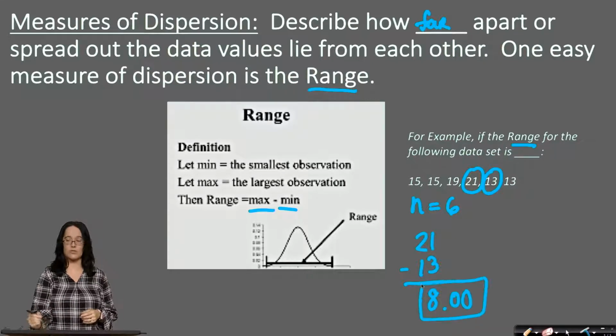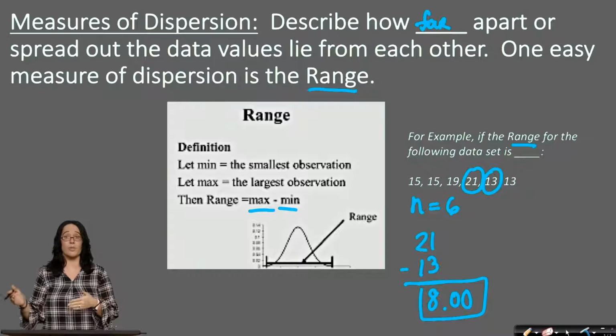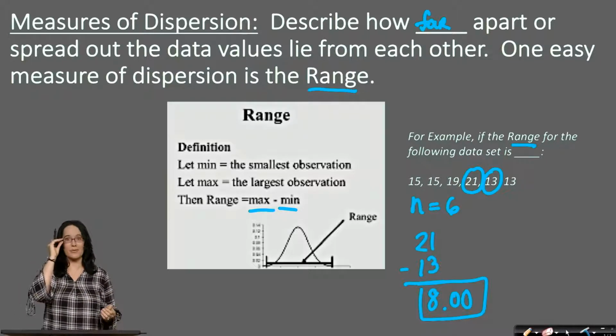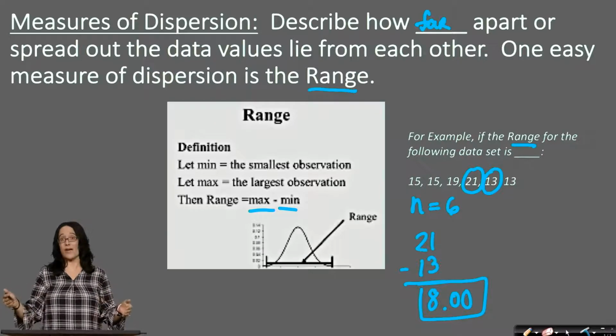Now notice I added 2 decimal places. When we were talking about measures of central tendency in our last video, we said we would always round 1 more decimal beyond the data itself. When we're talking about measures of dispersion, like in this video, we will round to 2 decimal places beyond the original data. So 8.00 would be our range. What this means is that the ages of these friends range in a spread of 8 years. In other words, 13 is 8 years younger than someone who's 21.